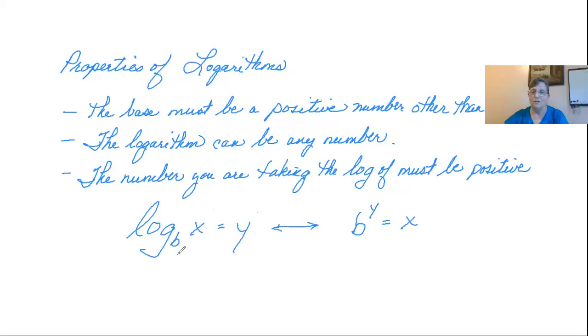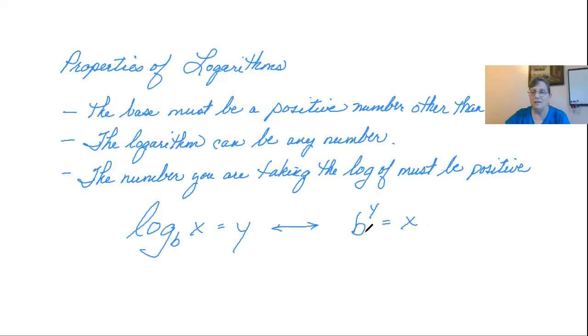So first of all, the base has to be a positive number, not just 1. It can't be 1 because 1 raised to any power would just be 1 all the time. It wouldn't be a function because your x values would all be 1, and they would lead to an infinite number of y values. So this would not be a function if b is 1.